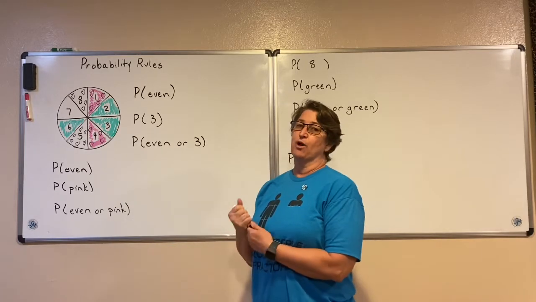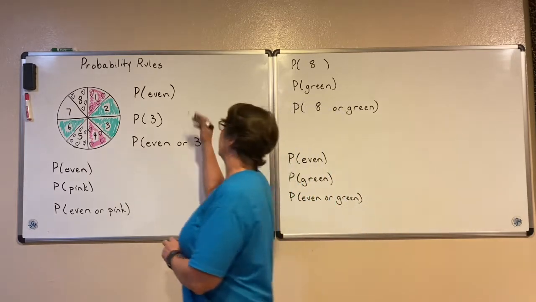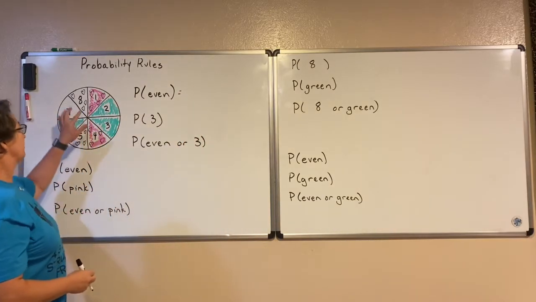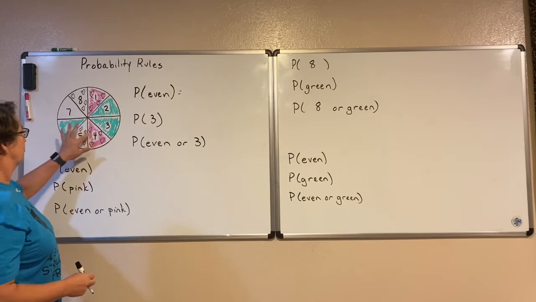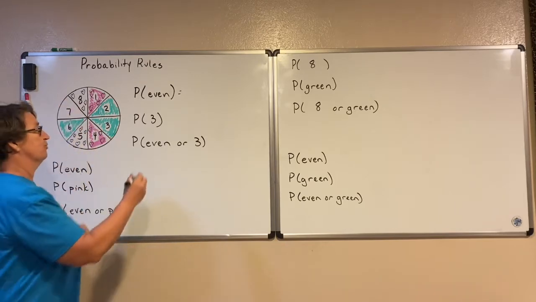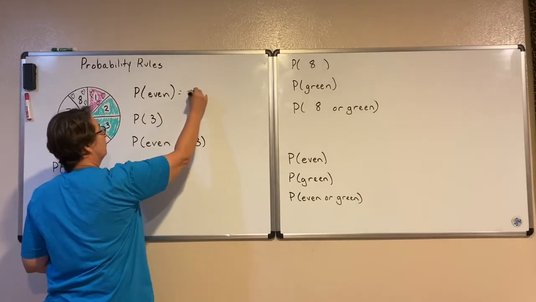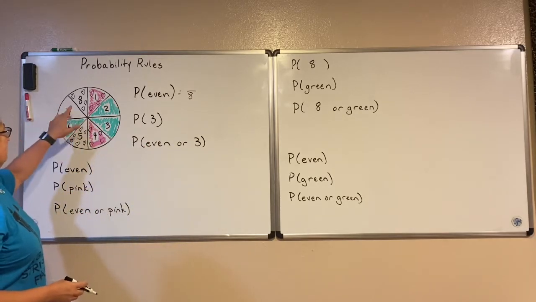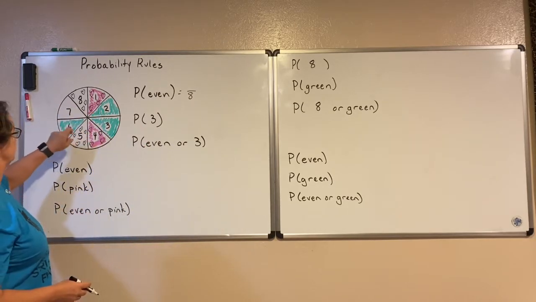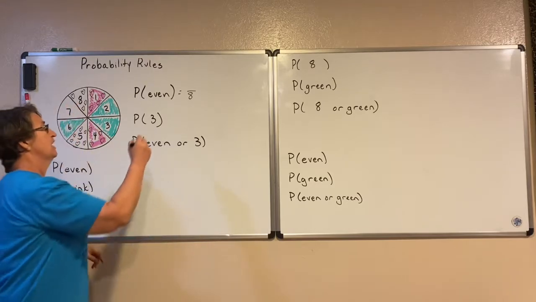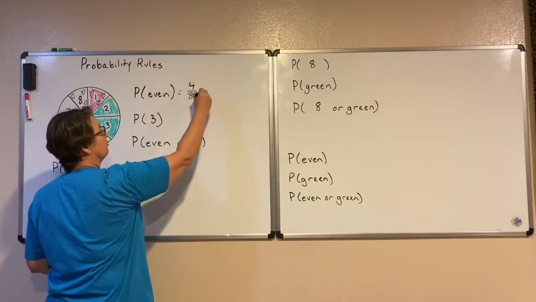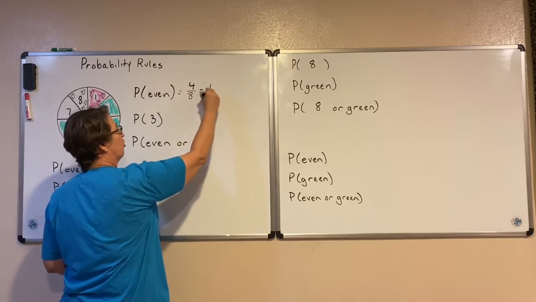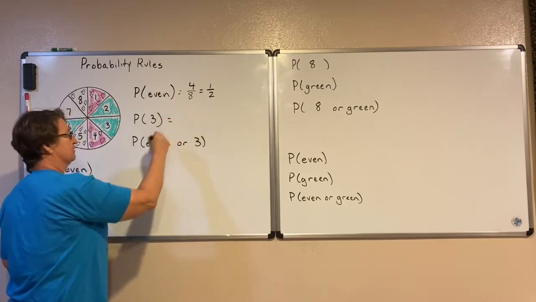Remember that to find the probability, we take the total number of outcomes. In this case, there are 1, 2, 3, 4, 5, 6, 7, 8 different pieces. And we look at the number of those events. So here, evens. There are 1, 2, 3, 4 even numbers. So the probability we spin and hit an even is 1/2, or 4 out of 8.